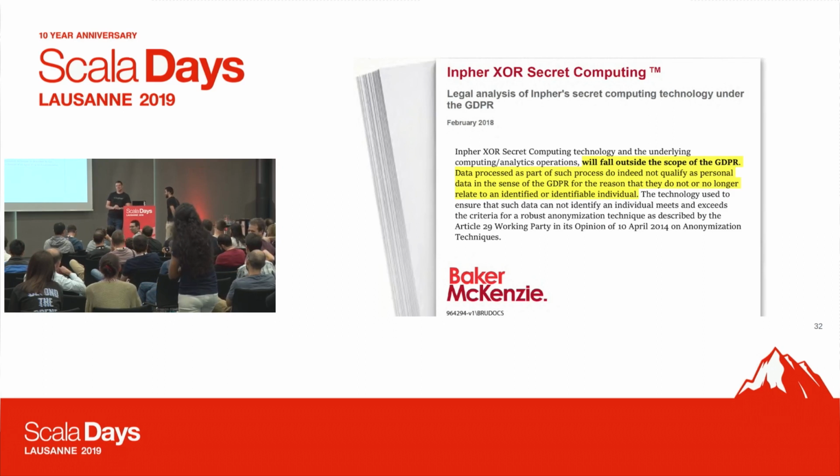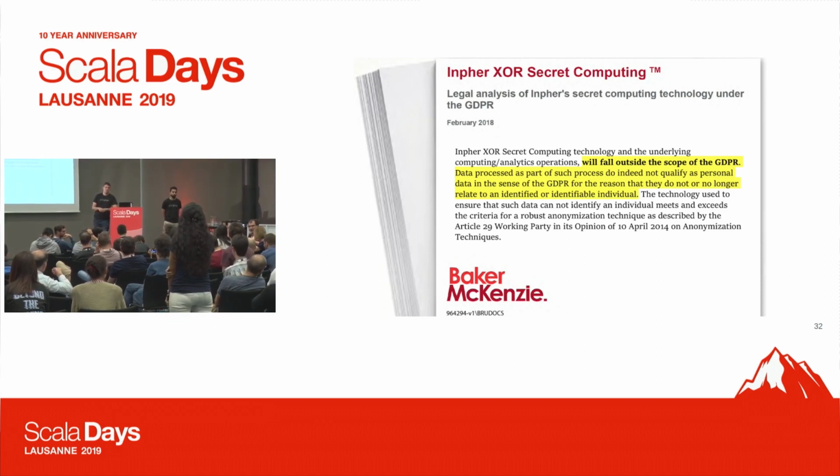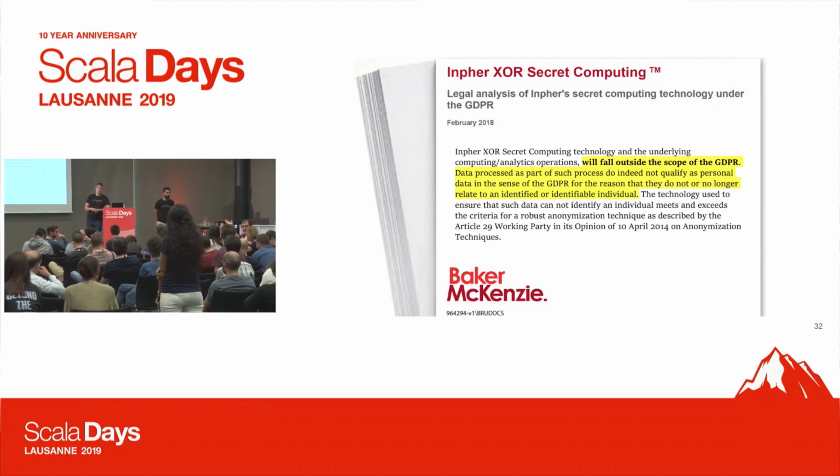We are already in privacy preserving. I don't know the exact legal details of GDPR, but maybe it's sufficient if you anonymize user handles or anything before they get shared? What is important is that your data never leaves the bank, never leaves the source with this protocol. That's why Baker McKenzie estimated that this falls outside of the scope of GDPR.